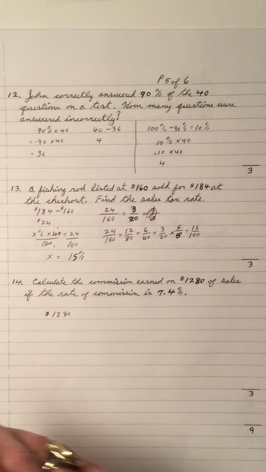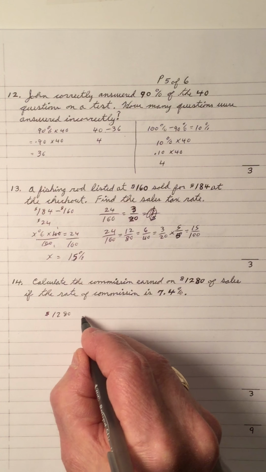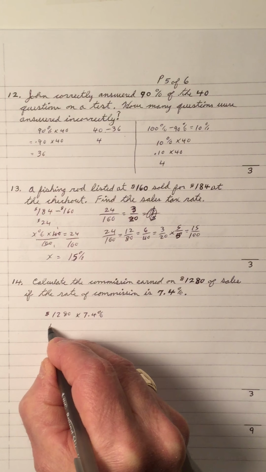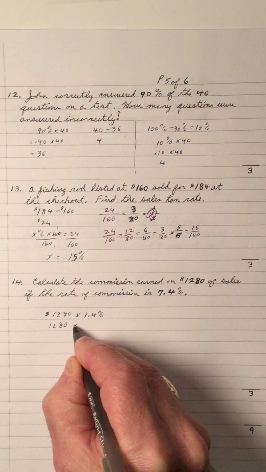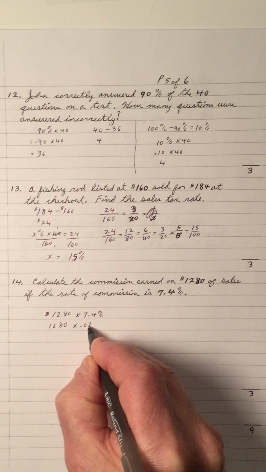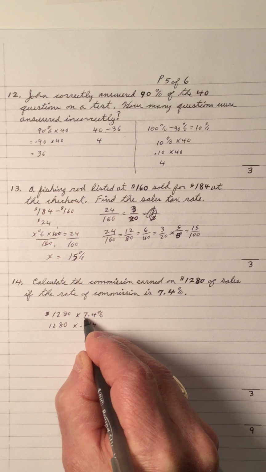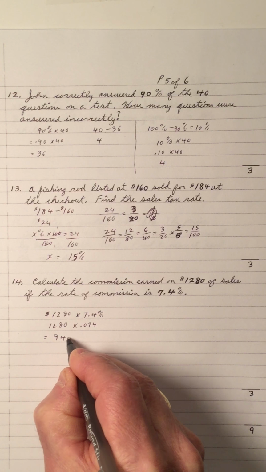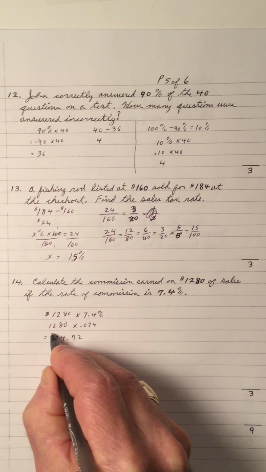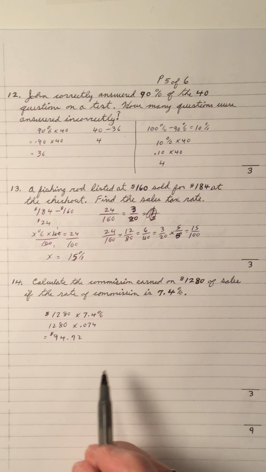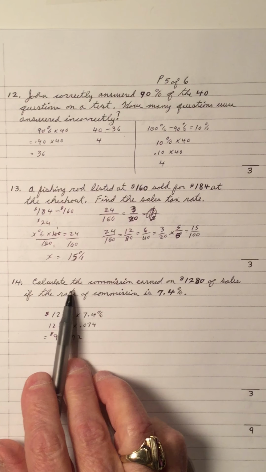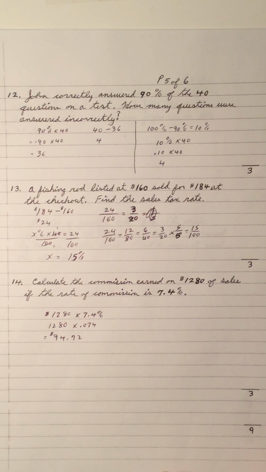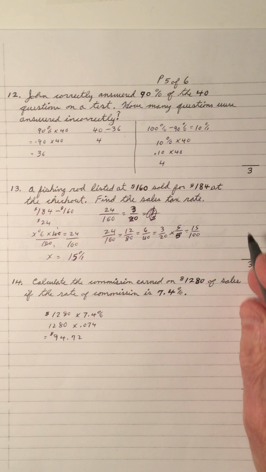So we want the amount of money earned. The rate of commission is that percent, so we change it to a decimal, 0.074. Move it 2 places to the left. And when you work that out with a calculator, you get $94.72. Again, commission is the amount you're earning, so it's 7.4% times sales. Put your score in.